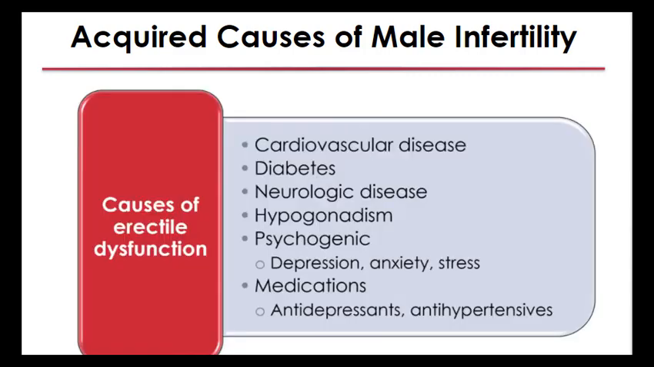Physical causes of erectile dysfunction include cardiovascular disease, diabetes, neurologic disease, and hypogonadism. Psychogenic causes include depression, anxiety, and stress. Medications also affect ED, especially antidepressants and drugs to treat hypertension.